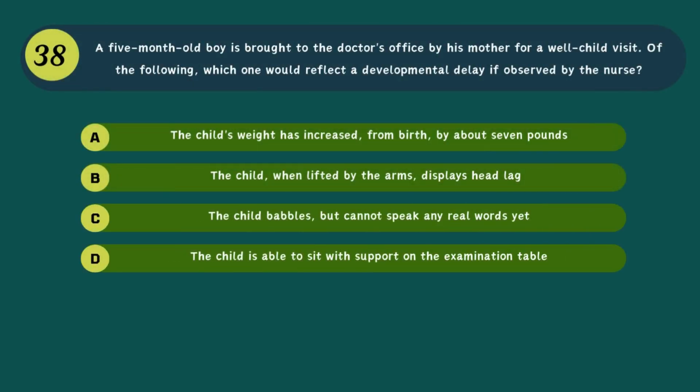Question 38. A 5-month-old boy is brought to the doctor's office by his mother for a well-child visit. Of the following, which one would reflect a developmental delay if observed by the nurse? A. The child's weight has increased, from birth, by about 7 pounds. B. The child, when lifted by the arms, displays head lag. C. The child babbles, but cannot speak any real words yet. D. The child is able to sit with support on the examination table.